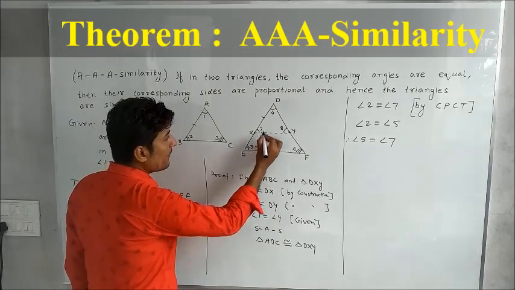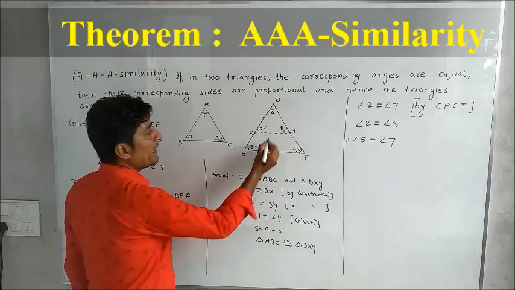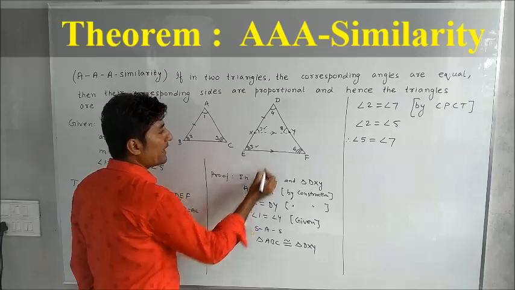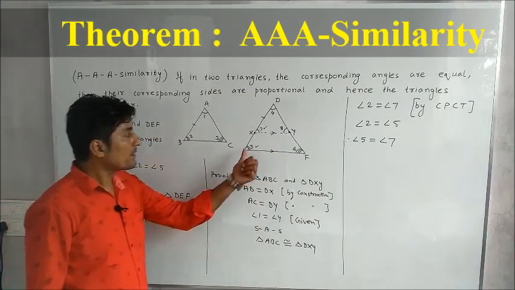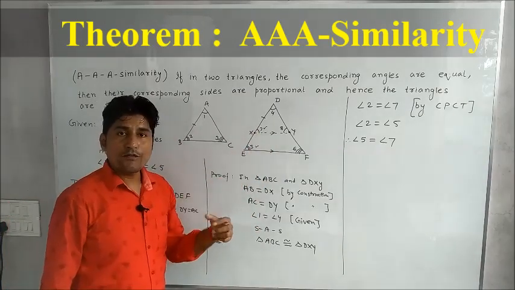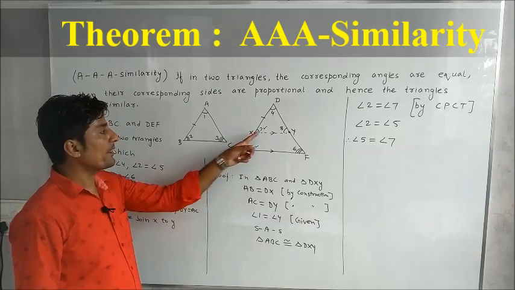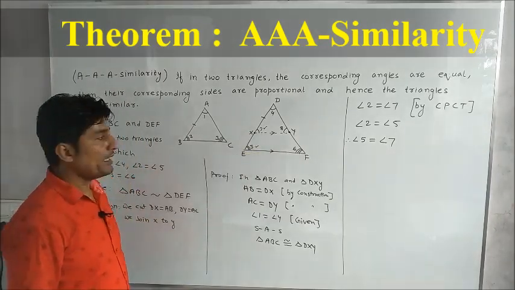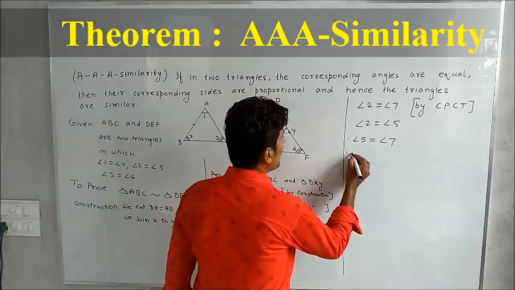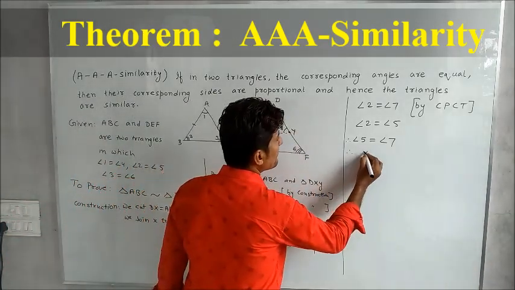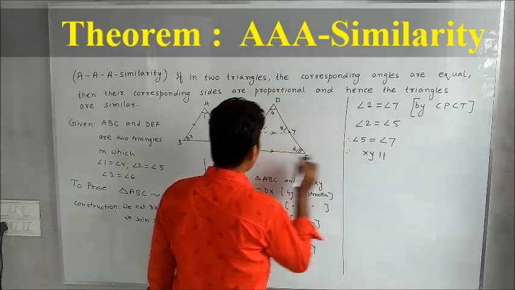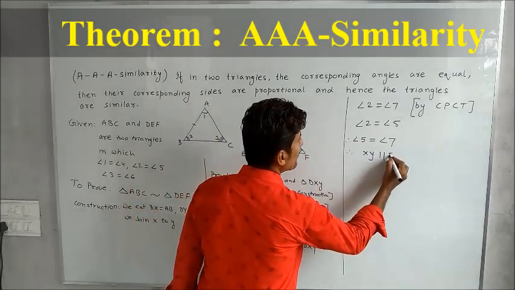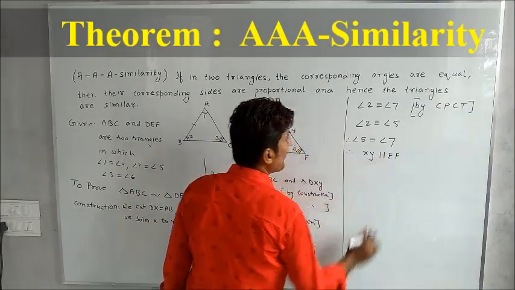Since angle 5 is equal to angle 7, we can say that these two lines are parallel, because these two are a pair of corresponding angles. Since the pair of corresponding angles are equal, these two lines will be parallel. Hence we can write here XY is parallel to EF.